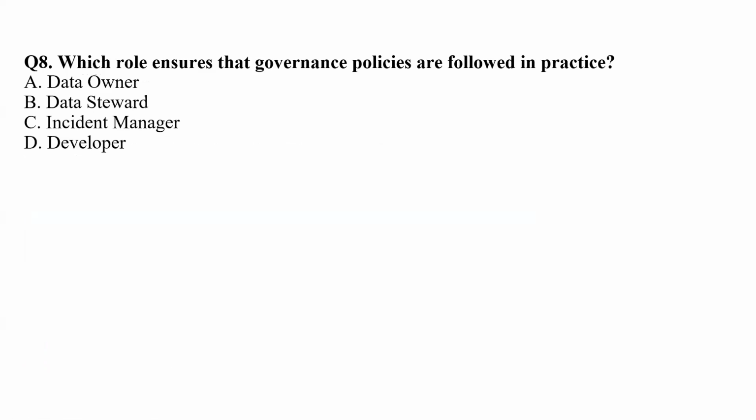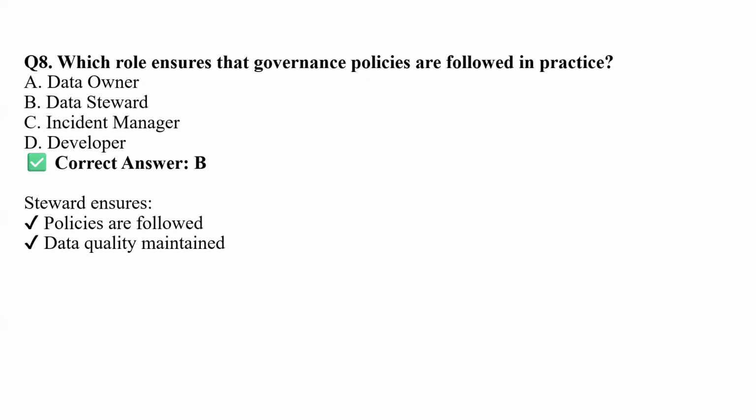Which role ensures that governance policies are followed in practice? Option A, data owner. Option B, data steward. Option C, incident management manager. Option D, developer. Once again, carefully watch this question. Which role ensures that governance policies are followed in practice? So the correct answer is data steward. The steward ensures policies are followed, data quality maintained.